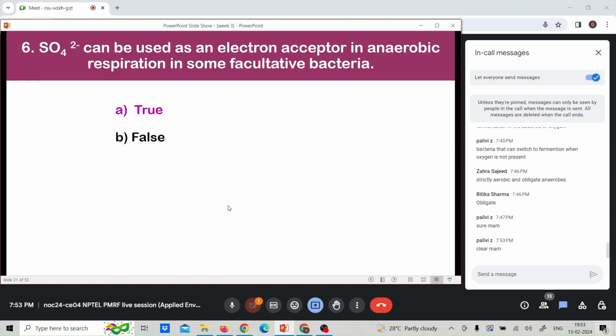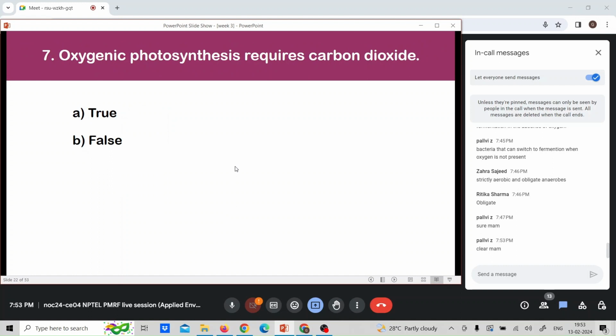So from here we'll move on to the next question. I guess all these questions should be pretty easy from here on because they deal with the diversity of microbes.